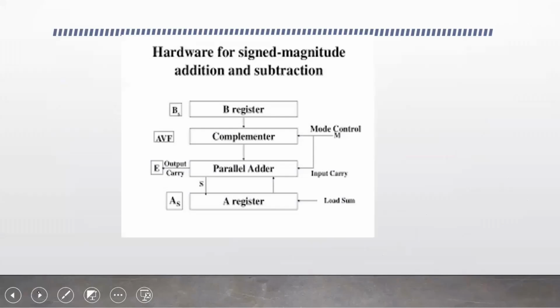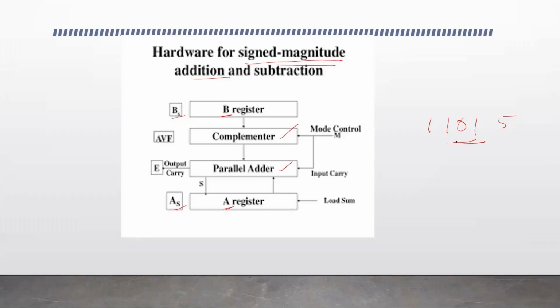So if we see the hardware implementation, the numbers are stored in the A register, the first number, and the B register stores the second number. And we have flip-flops AS and BS. AS stores the sign of the number A and BS stores the sign of B. This is a hardware implementation for signed magnitude addition. So the numbers are not in 2's complement form. The sign bit, and if the number is 5, it will be 101.